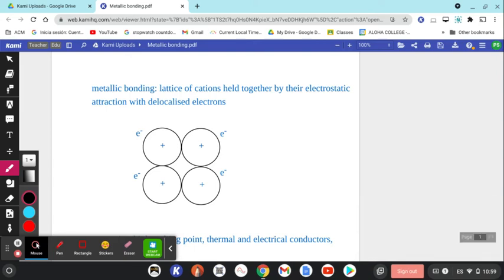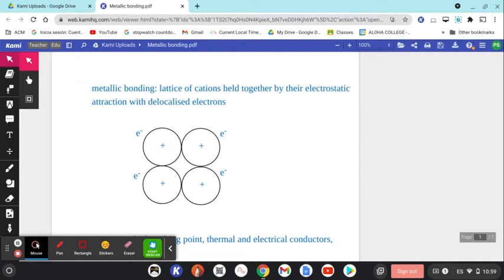Today we're going to be looking at the third type of bonding, metallic bonding. Now we can define this type of bonding or describe it by saying it is a lattice of cations, positive ions, held together by their electrostatic attraction with delocalized electrons. And we can see exactly that lattice in the diagram below.